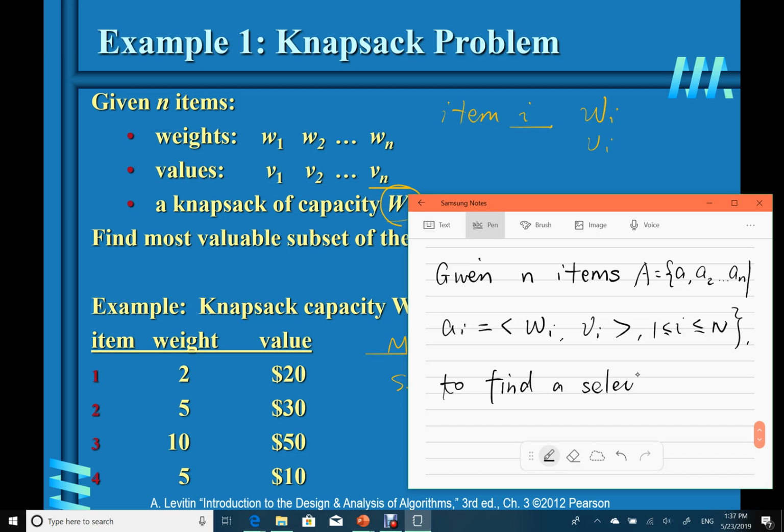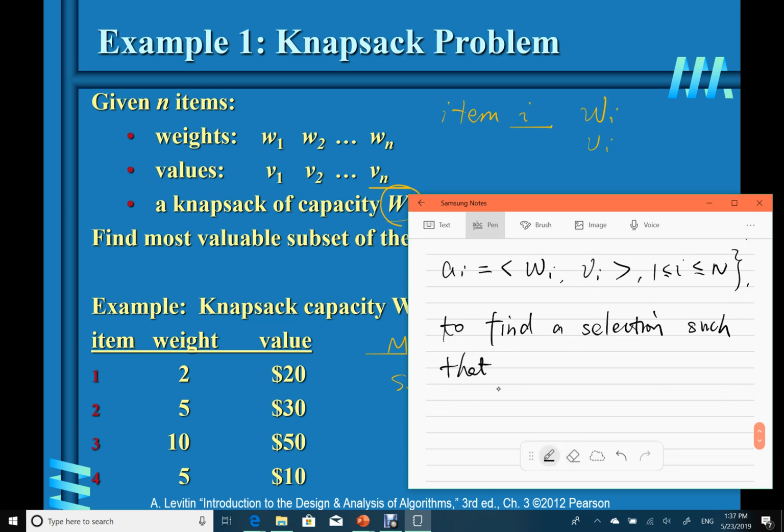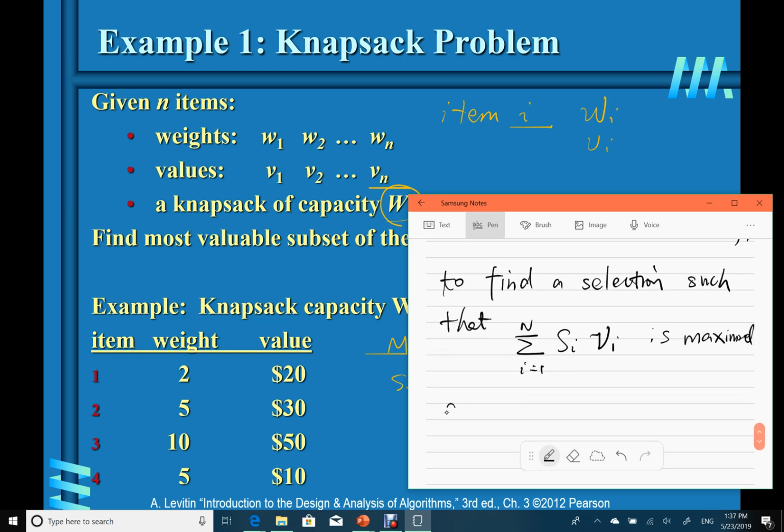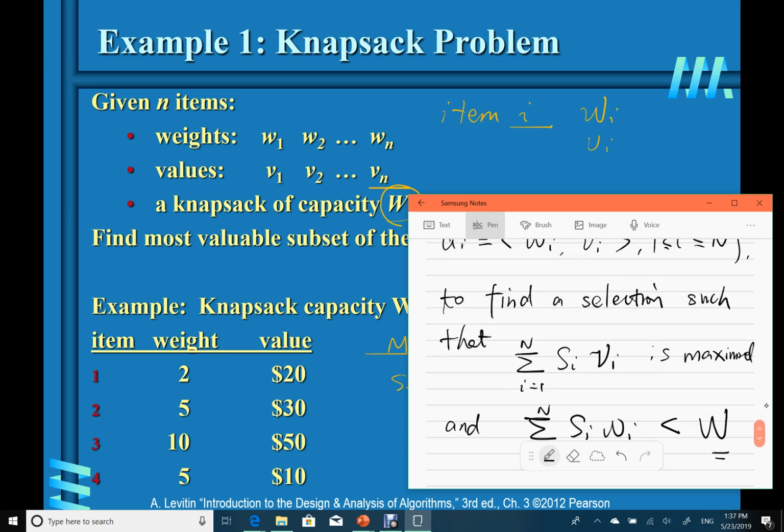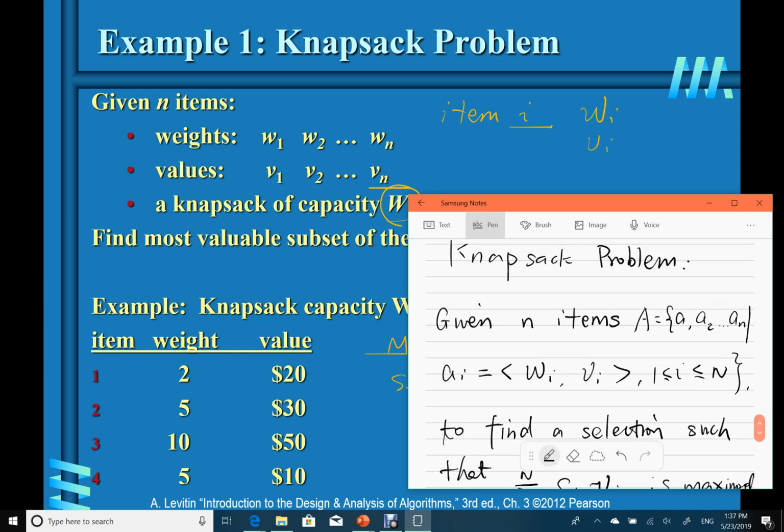Find a selection such that the sum of ai, if that is selected, let's use s to represent selected, the value sum is maximized, and the sum over i equal to 1 to n of si wi is smaller than W, right? And W is given. So this is the formulation of the knapsack problem.